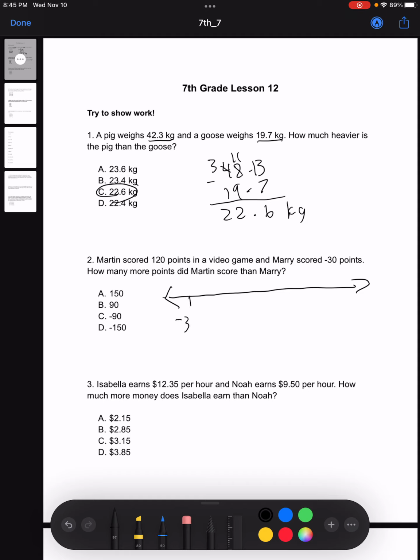We can plot negative 30, 0, and then 120. So if these numbers represent the number of points, we're trying to look for the distance from negative 30 over to 120. The distance from negative 30 to 0 is 30, and from 0 to 120 is 120. If we add these two numbers together, we get 150. So in other words, Martin scored 150 more points than Mary. Therefore, our answer would be A.